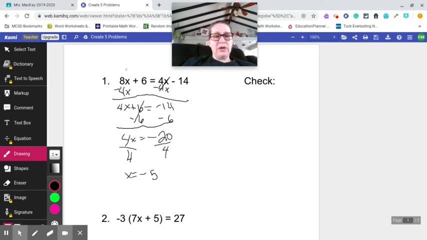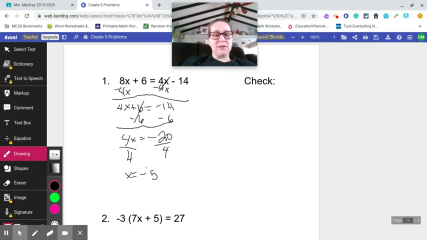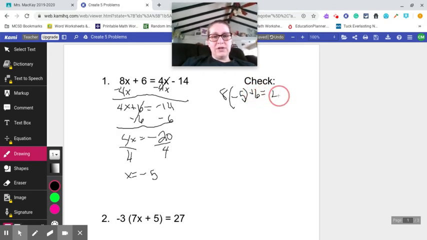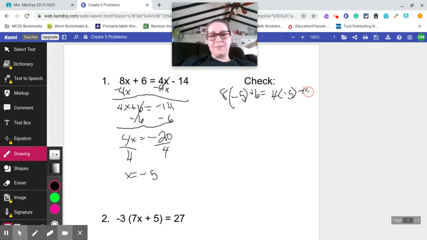Okay, so now I'm going to take my original problem. I'm going to substitute in a negative 5 everywhere I have an x. So 8 times negative 5 plus 6 equals 4 times negative 5 minus 14. Okay, I'm going to do the multiplication first.